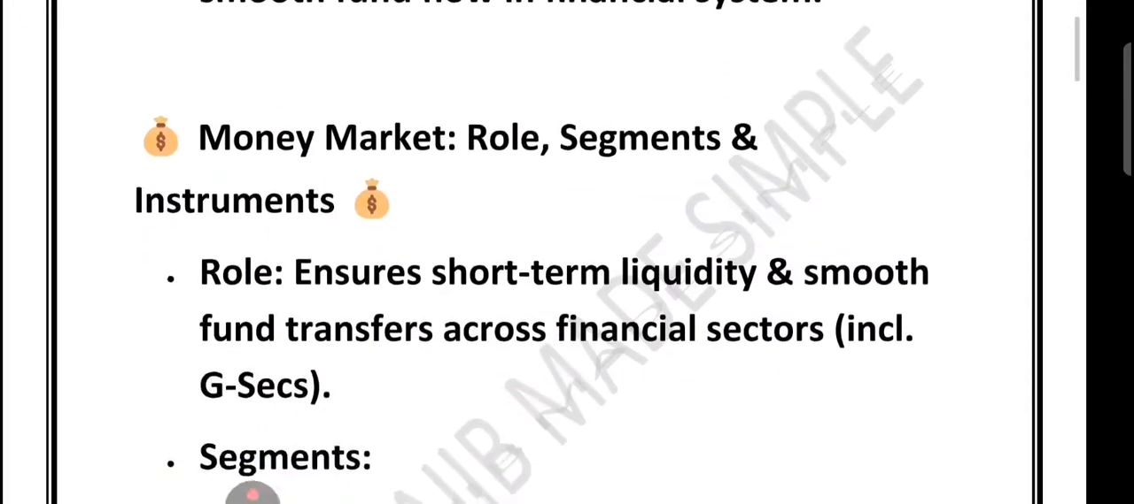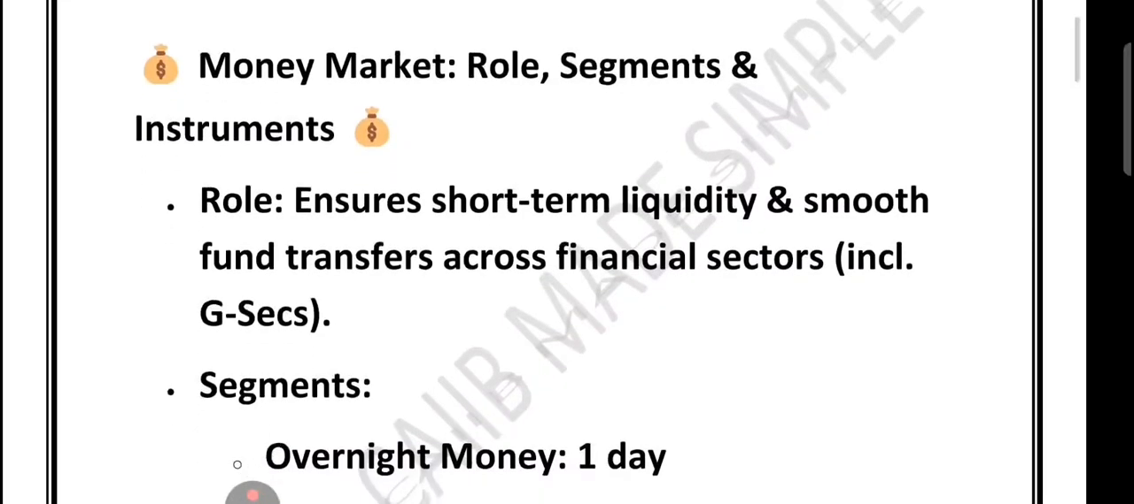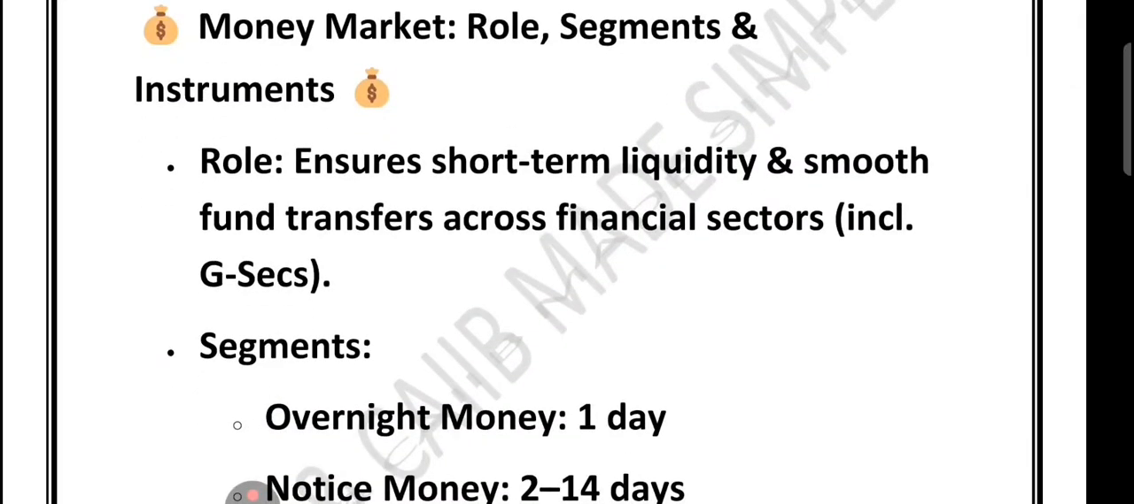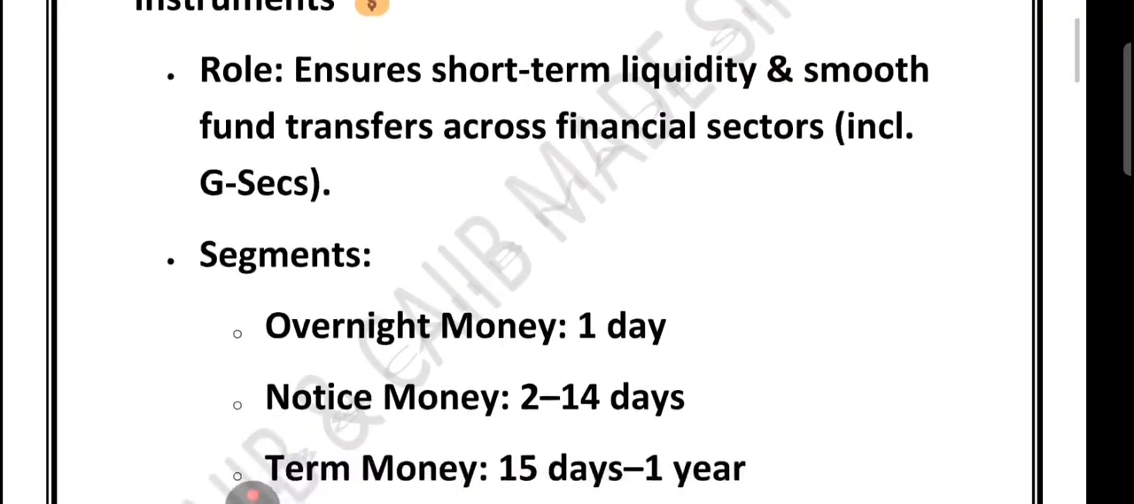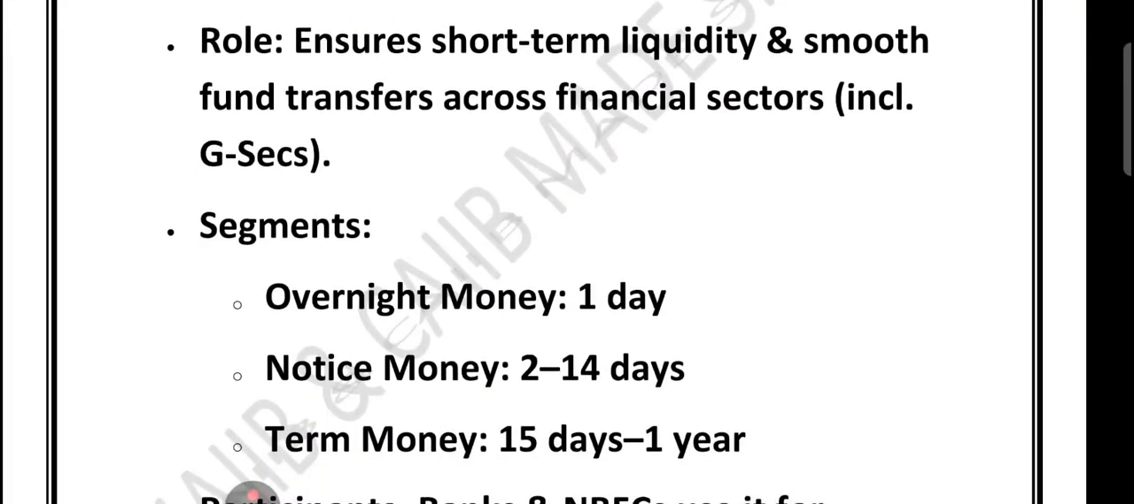Now friends, let's break down the role and structure of the money market in simple words. The main role of the money market is to make sure that there is enough short-term liquidity. This is the role, to ensure enough short-term liquidity, which means cash is easily available when required.